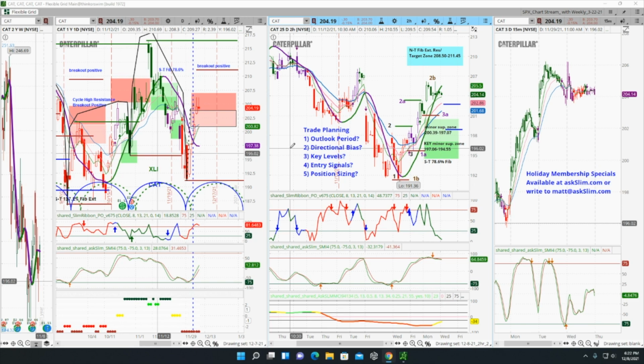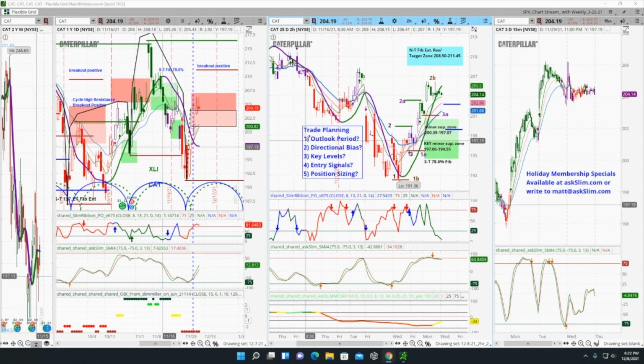In this video, we will be discussing how we use the Ask Slim methodology to support 5 important aspects of trade planning. Those include: 1. Making sure that we are aligning our outlook period for the trade we are considering with our chart analysis. 2. Determining directional bias with the help of momentum indicators. 3. Using swing high, swing low techniques to help pinpoint key upside and downside levels. 4. Defining our entry signals in advance. And 5. General guidelines for position sizing.